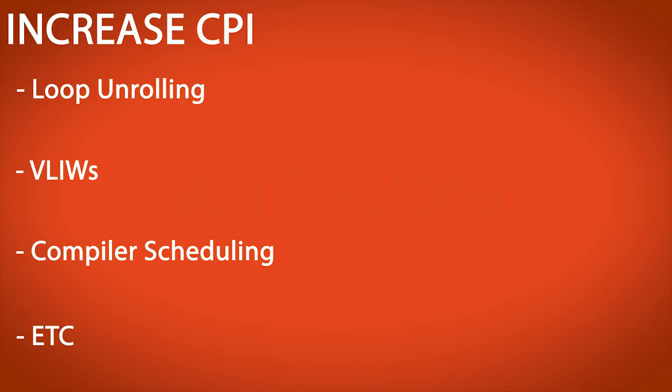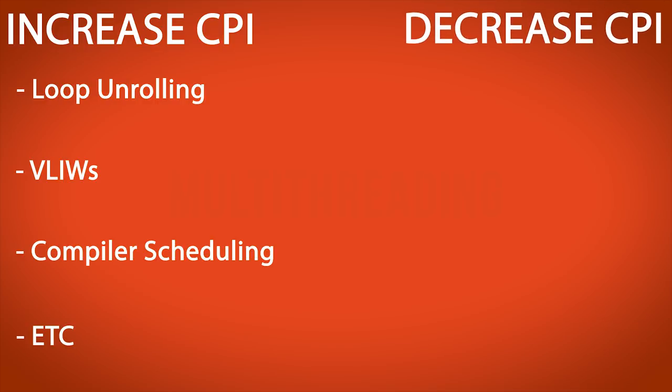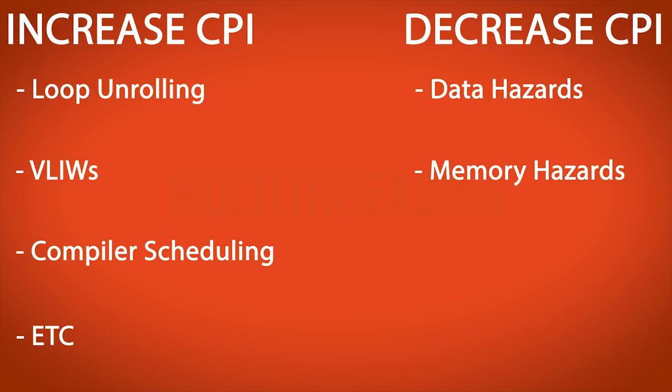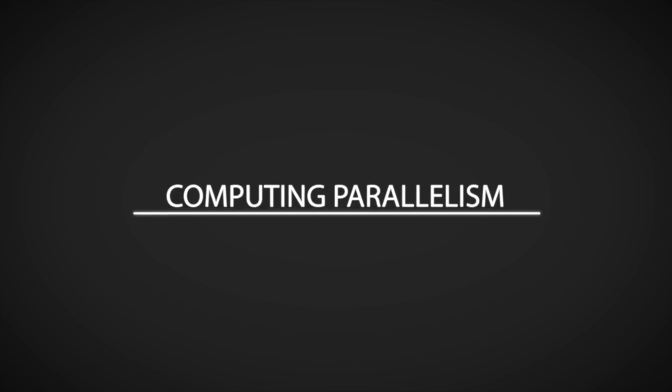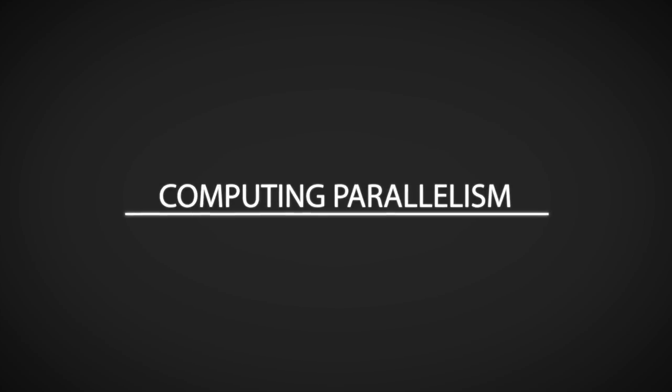There are also many issues that come along with pipelining that decrease CPI, such as data hazards, memory hazards, structural hazards, and more. All these topics are beyond the scope of this video, but mentioned to satisfy curiosity if you wish to know more about them.